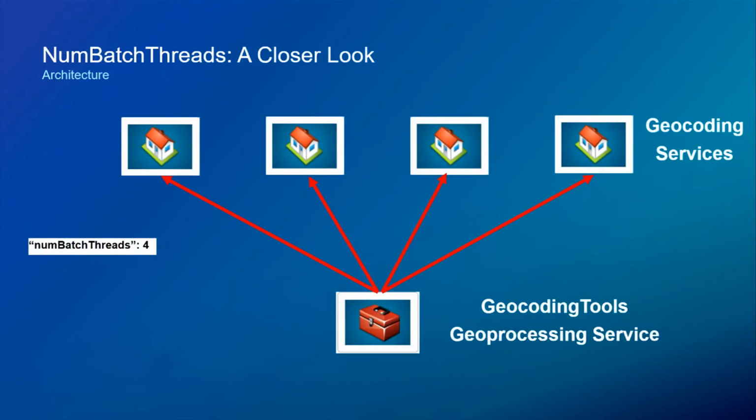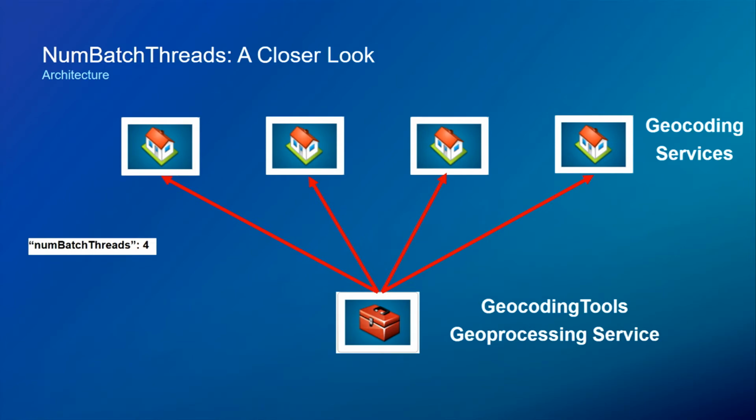Let's take a closer look at NumBatchThreads. Let's say I have an ArcGIS Server stood up, and I've published my geocoding service to it. And I know that this server has 4 cores. It's a fast 4-core machine. And I know that I want to devote all the resources on this server to batch geocoding. What I would do is go into the server manager and scale up my geocoding services to min instances 4, max instances 4. So I know that at all times 4 instances are running on the server.